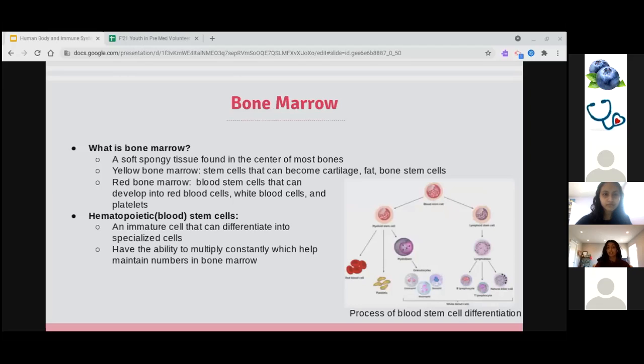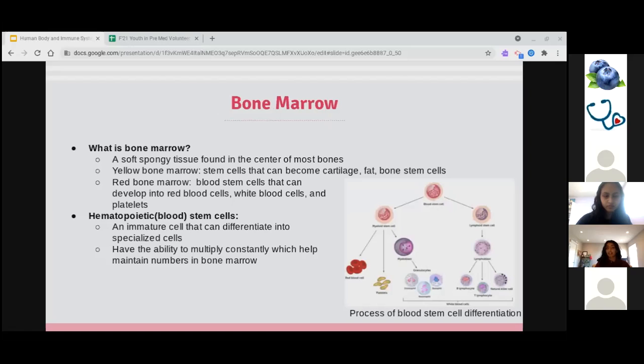Bone marrow is a soft, spongy tissue found in the center of most bones. There are 2 types of bone marrow, yellow and red. Yellow bone marrow contains stem cells that can become cartilage, fat, or bone stem cells, while red bone marrow contains blood stem cells that can develop into red blood cells, white blood cells, or platelets. Today we'll be focusing on red bone marrow and how it helps our immune system.